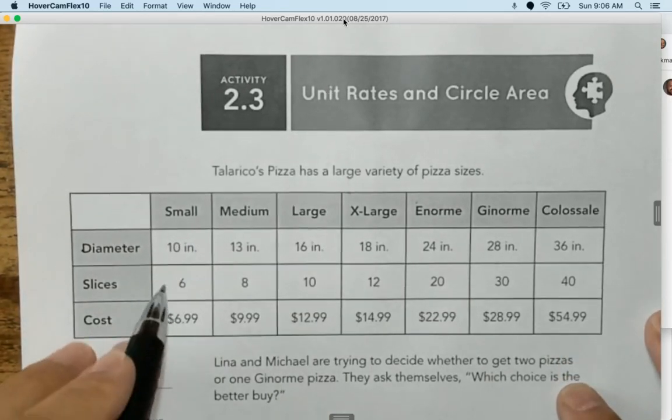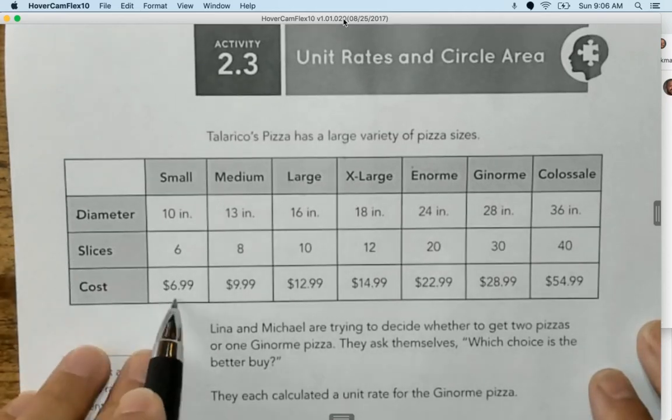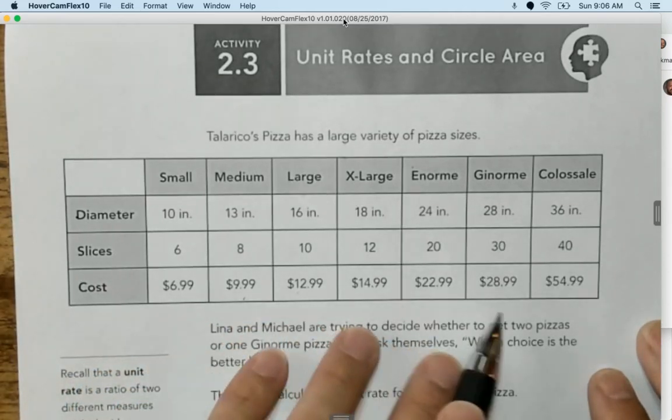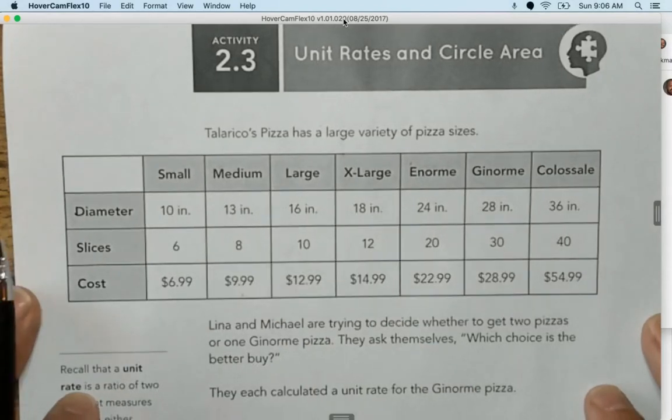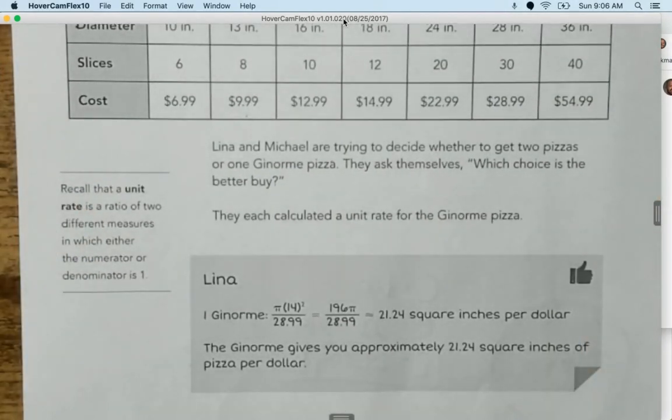The amount of slices in that pizza when they cut it up, but that wouldn't change the area or the perimeter of the pizza. And then the cost, how much you would have to pay for each of those different sizes of pizza. Okay. Lena and Michael are trying to decide whether to get 2 pizzas or one ginormous pizza. They ask themselves which choice is the better buy. Okay, so basically, better buy is cheapest. All right, so they want to go with cheapest.